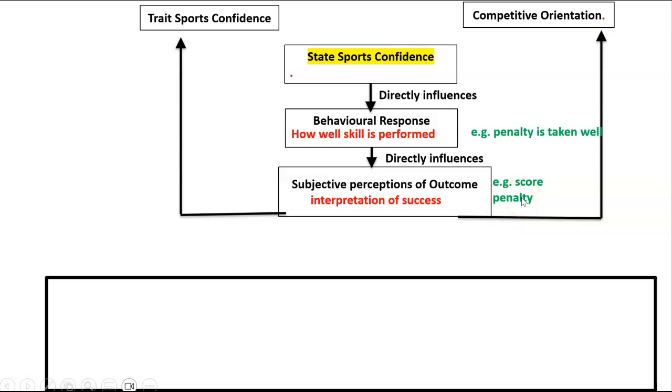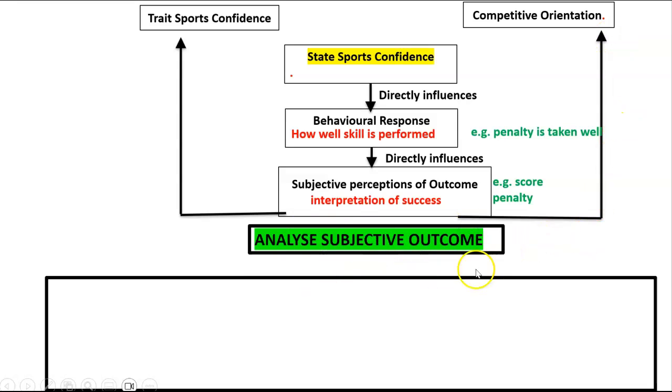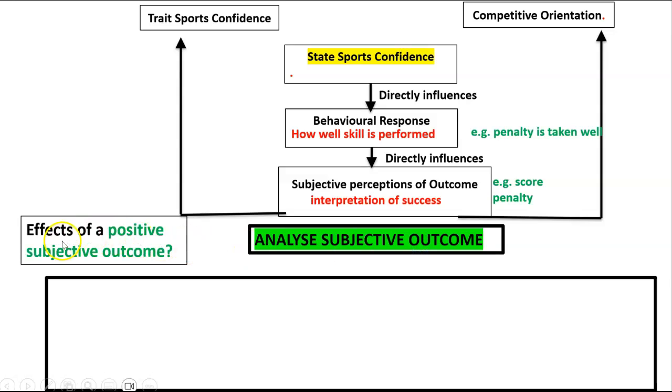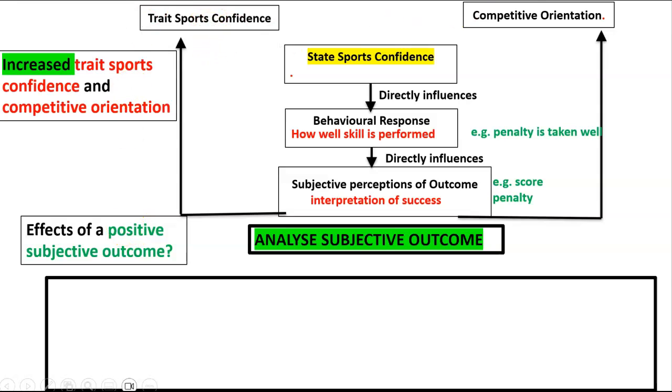Now, as you can see on the model, the next thing we have to be able to do is have a talk about the impact of our interpretation of success or our subjective perceptions of outcome on trait sports confidence and competitive orientation. So that is basically referred to as analysing the subjective outcome. So in this case then, if we score a penalty, we have a positive subjective outcome. This will then directly increase our trait sports confidence and competitive orientation, because you can see on here the arrows go back up to there. I'm sure you'll be able to understand this.